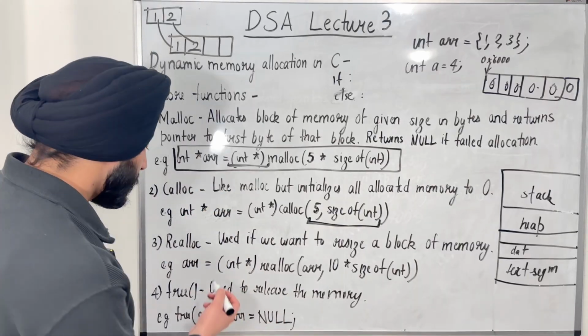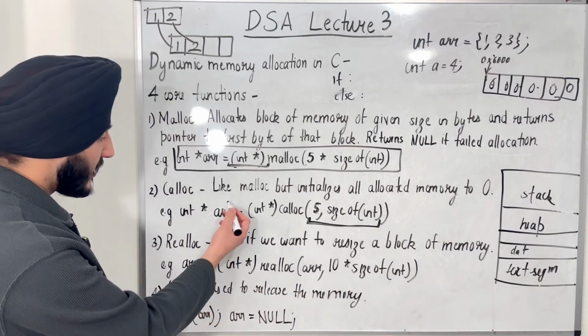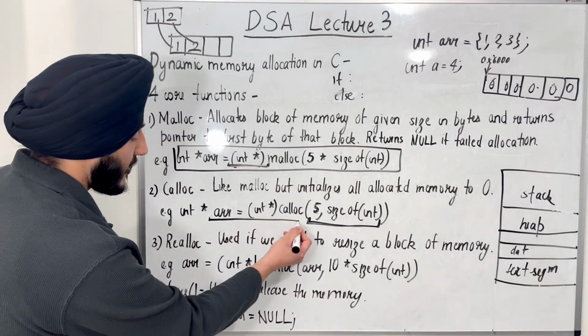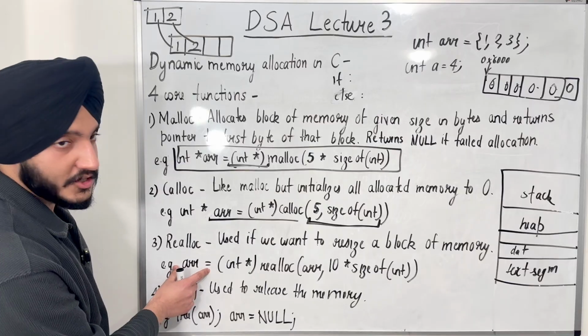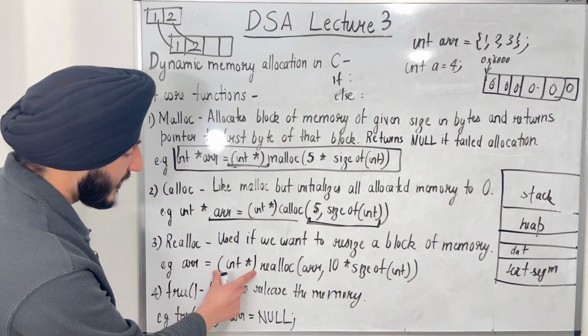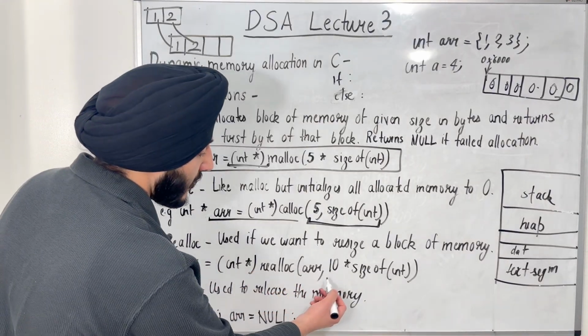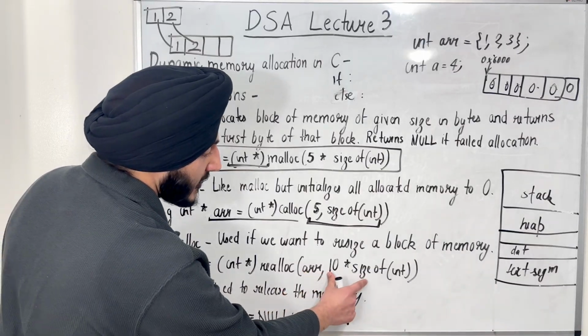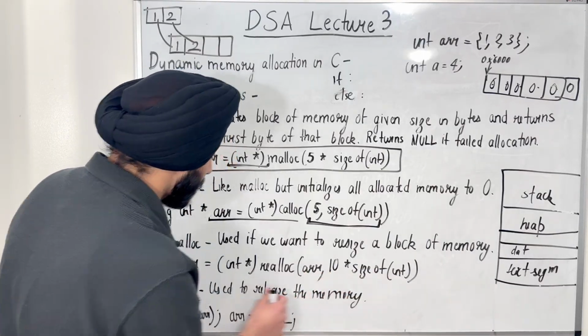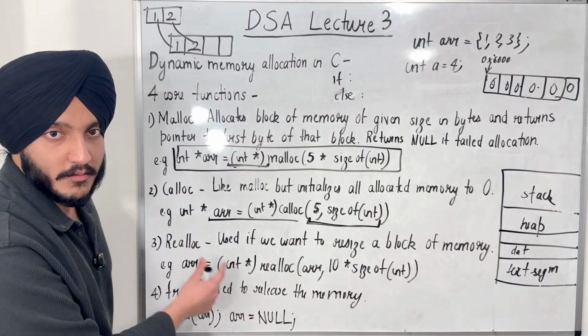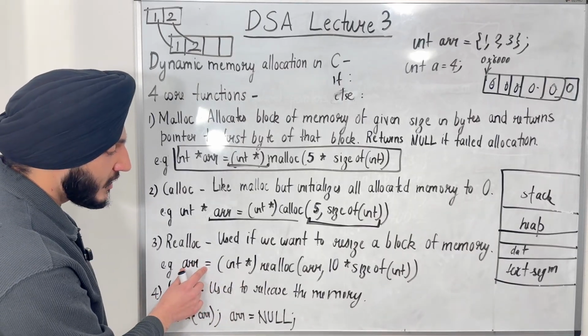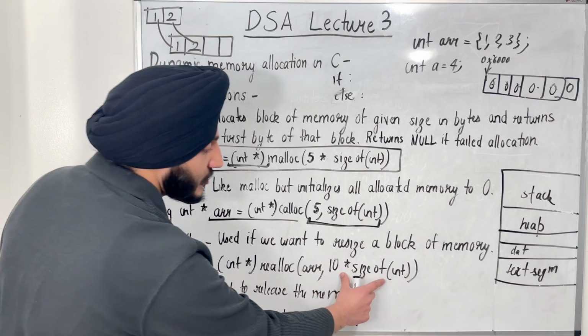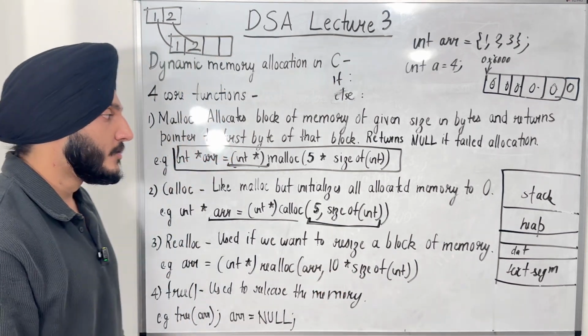Okay, and this is the basic structure of it. Let's say we had created this arr. This is how we basically initialize it: arr equals int star, realloc, and then we give the array pointer as well as how much size we need. So let's say originally this array could store 5 integers, with this function, now it can store 10 integers. I hope that makes sense.